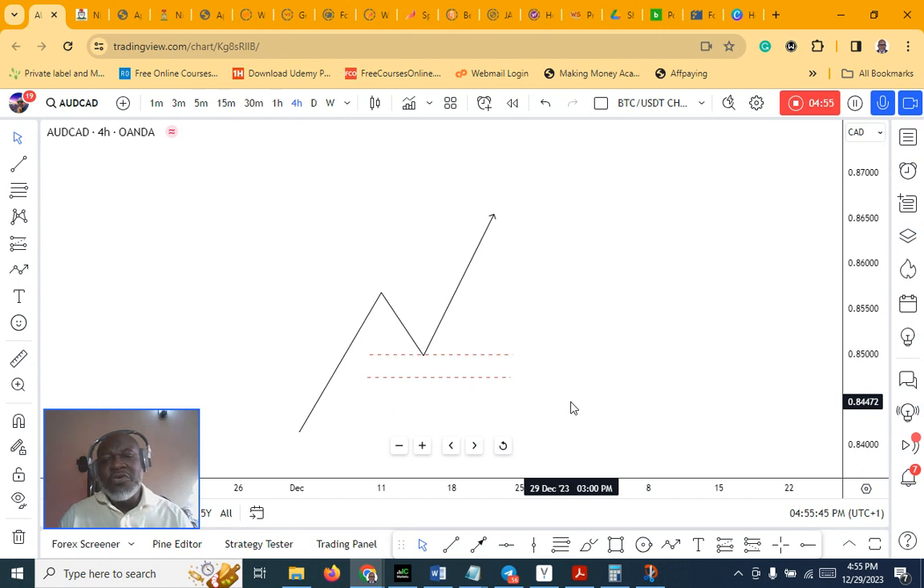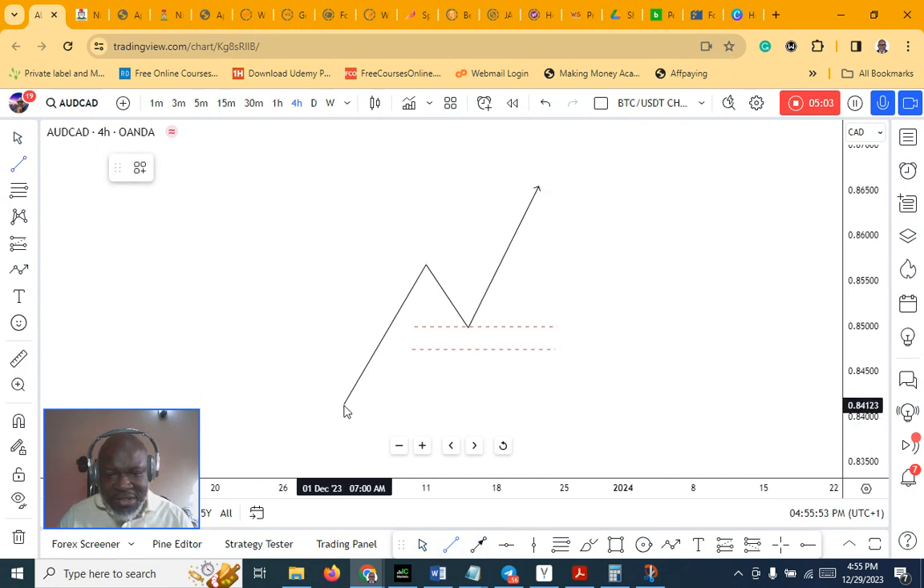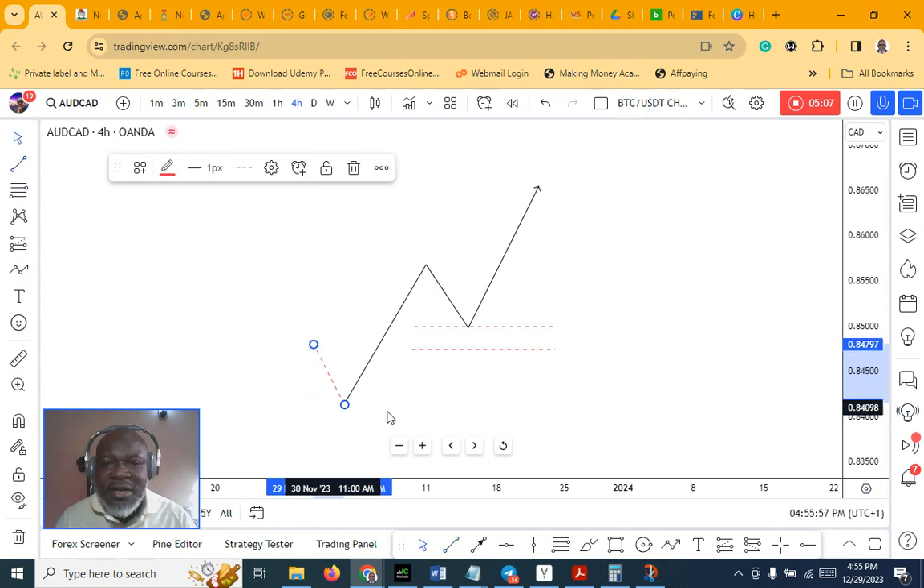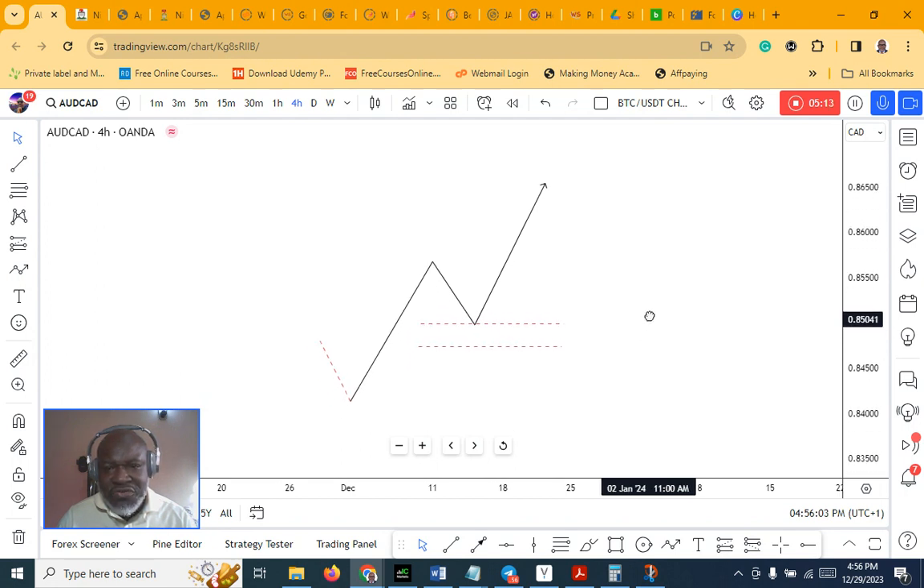So how then do you draw the Fibonacci retracement tool? First of all, you need to know, if this is a swing level, how to draw the Fibonacci retracement tool.